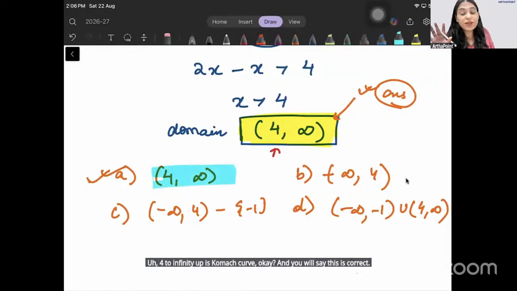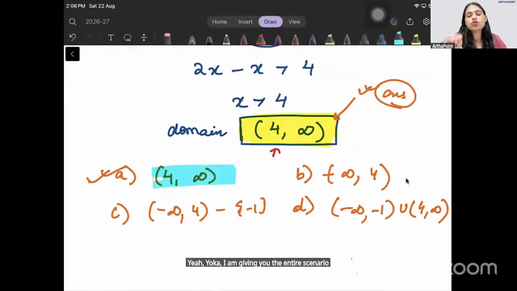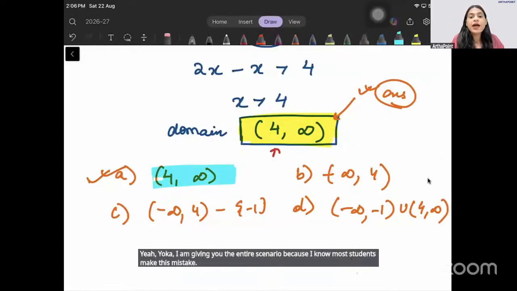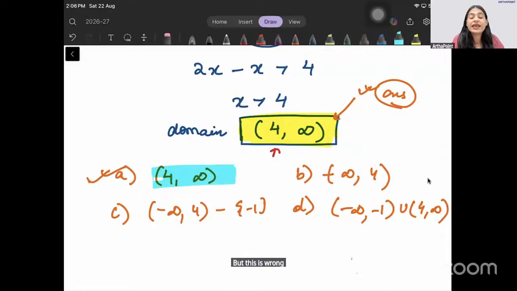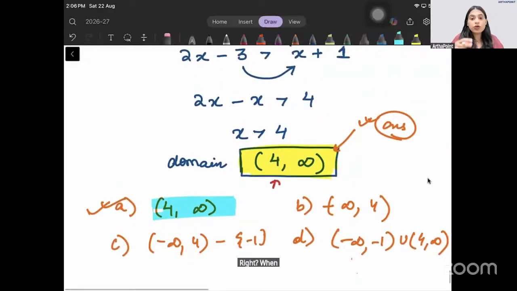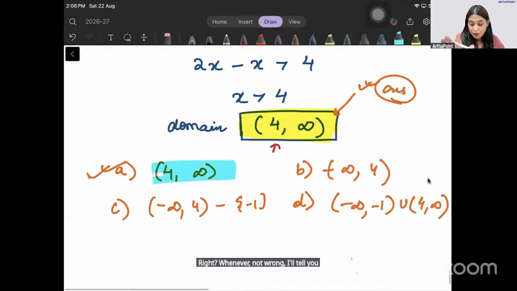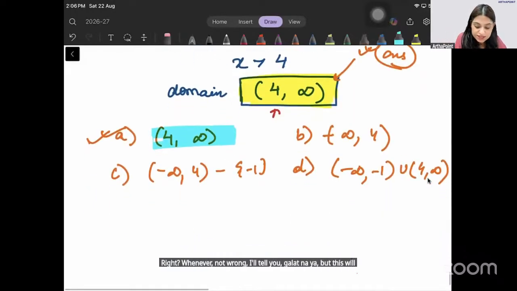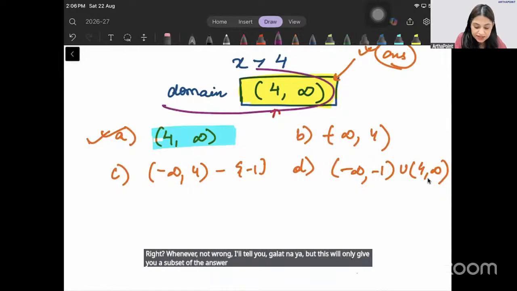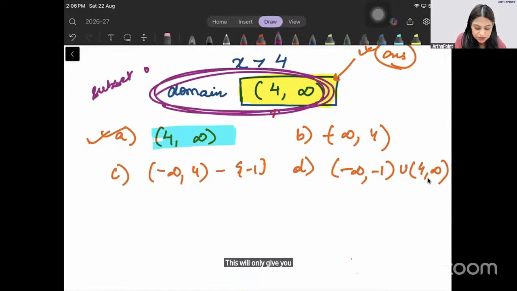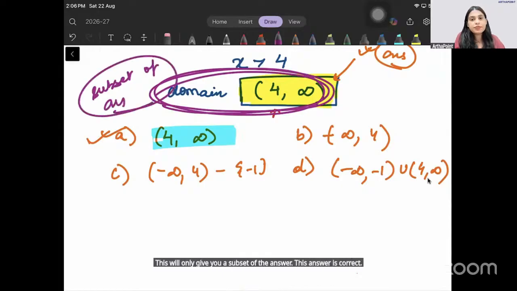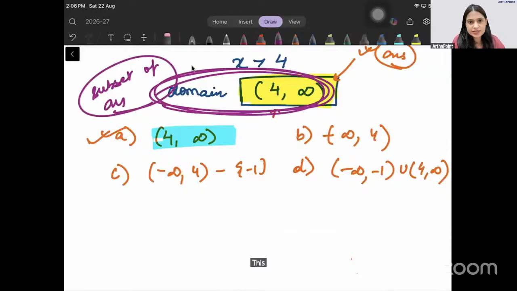This is how it will go. I am giving you the entire scenario because I know most students make this mistake. But this is wrong. It is completely wrong. Not wrong, I'll tell you, it is not wrong. But this will only give you a subset of the answer. It will never give the complete answer. This answer is correct, but this is not the complete answer.